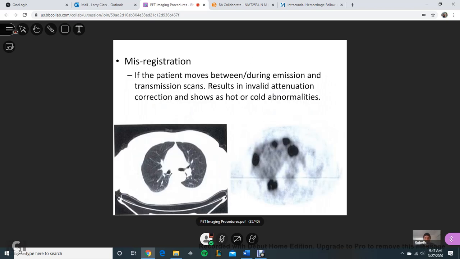All right, so now we're going to go into misregistration. If the patient moves between or during the emission and transmission scan, that's what you're going to have, misregistration. It results in an invalid attenuation correction and shows as a hot or cold abnormality. We have to write this whole sentence.